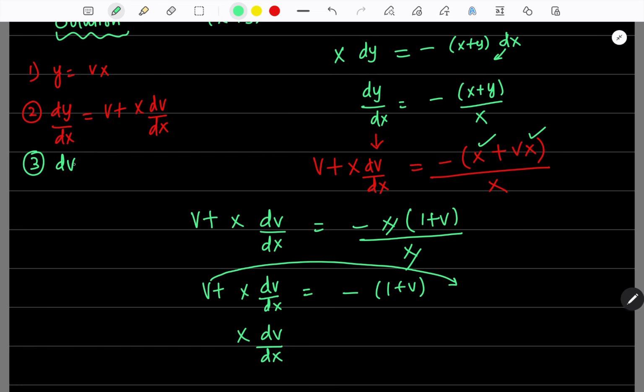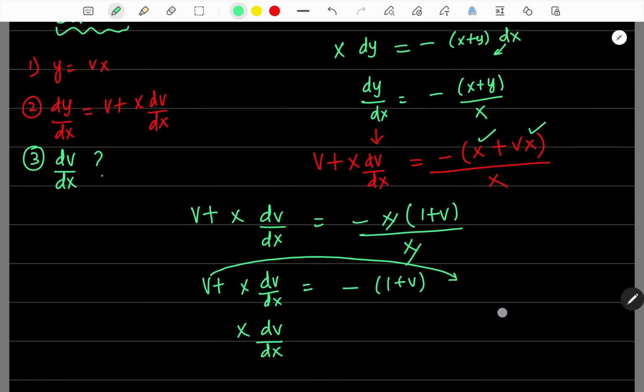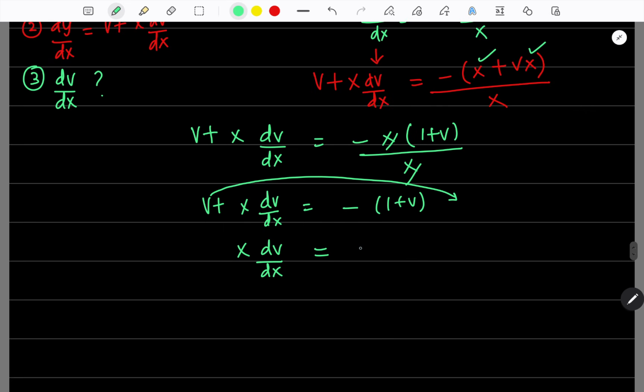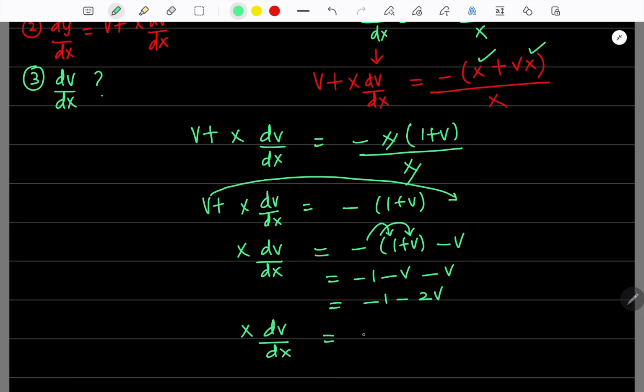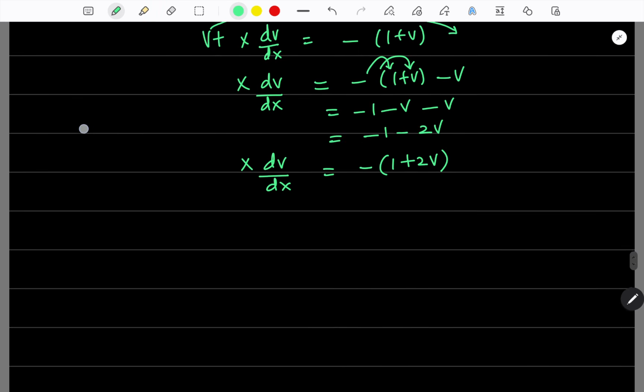Step number 3 is what? I want to get dv by dx. So x dv by dx is equal to minus 1 plus v minus v. Take this v to the other side, so minus 1, and then this is minus v, and then minus v. So this equals minus 1 minus 2v. So x dv by dx is equal to, taking minus as common, minus of 1 plus 2v, right?